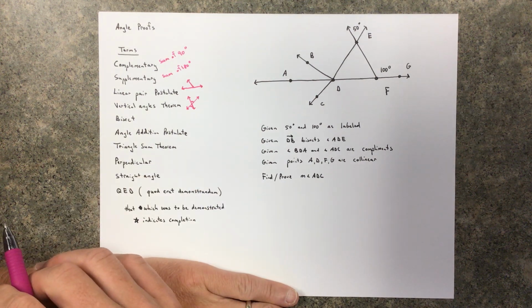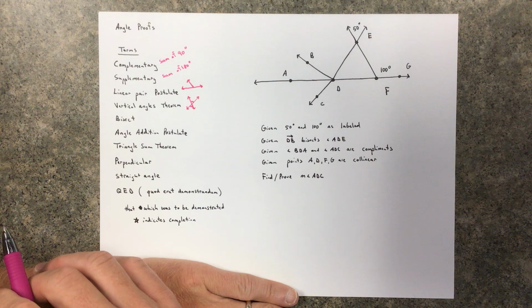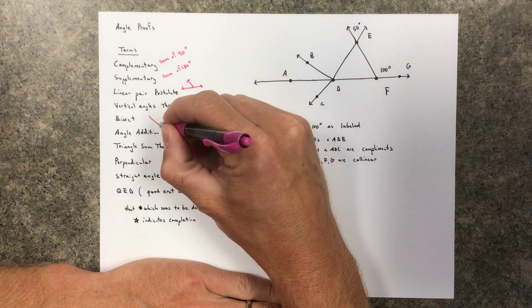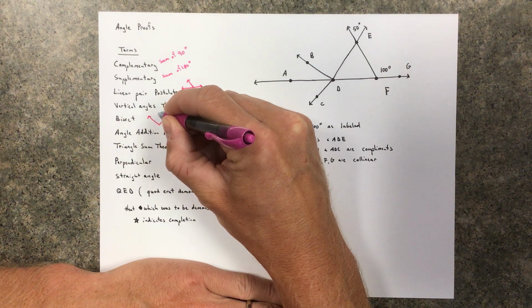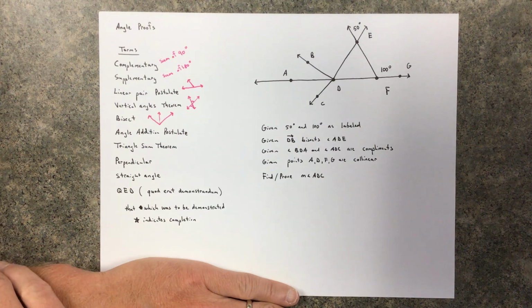The word bisect means to cut in half, right? We can bisect a segment and we can bisect an angle. If we have an angle and we bisect it, that means we cut it exactly into halves. We cut it into two congruent angles which have the same measure.